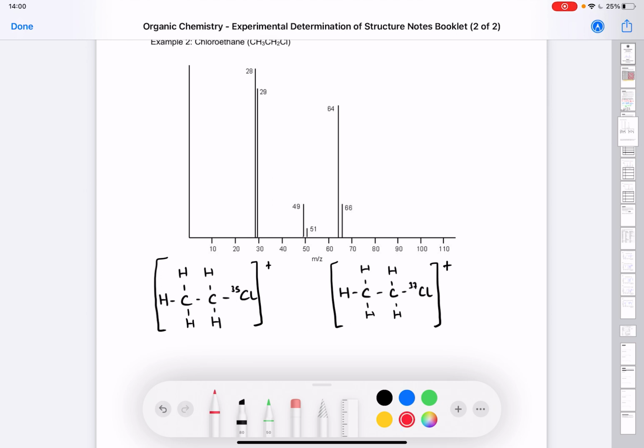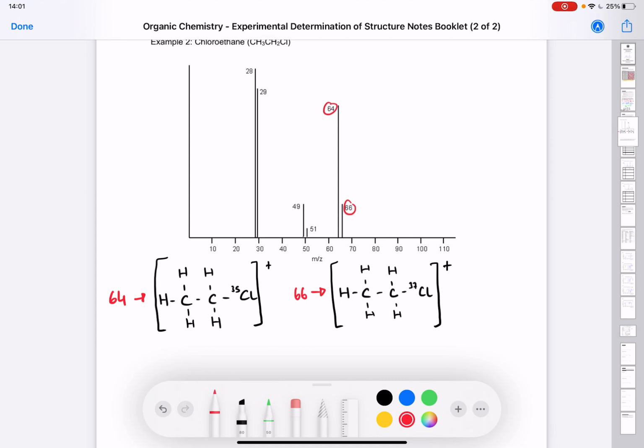Now, if we were to total the masses of each of the atoms, so hydrogen has a mass of 1, carbon has a mass of 12, and for this diagram on the left, the chlorine has a mass of 35, that will total to 64. So the peak at 64, this is the ion fragment that's responsible for it. The one on the right hand side, if we total them, we'll get 66. So the peak at 66, we now have a structure of the ion fragment that's responsible for it.